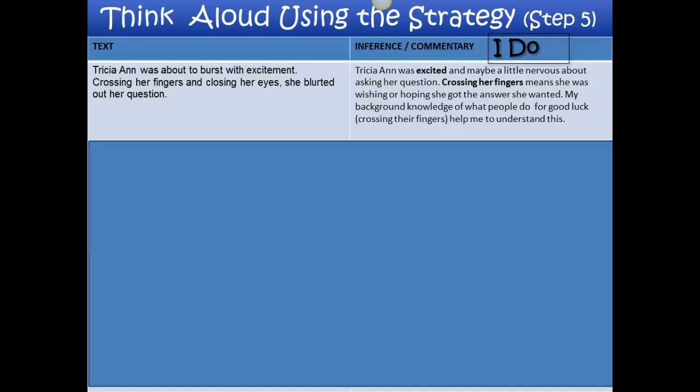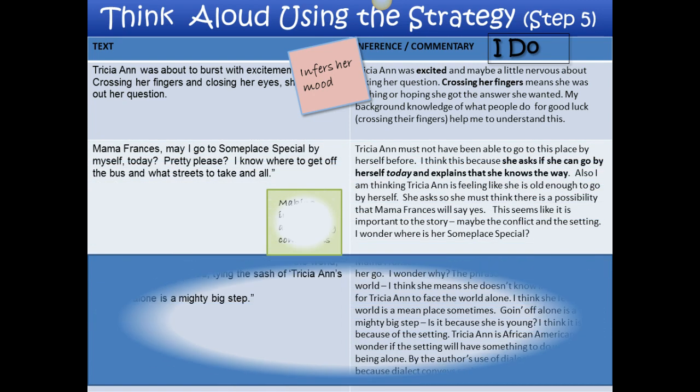All right, so I thought that Trisha Ann was about to burst with excitement. Crossing her fingers and closing her eyes, she blurted out her question. I stopped and made the inference there that Trisha Ann was excited and maybe a little nervous about asking her question. Crossing her fingers means she was wishing or hoping she got the answer she wanted. My background knowledge of what people do for good luck, meaning crossing their fingers, helped me to understand this. And here I just made an inference about her mood and maybe what she wanted to get.